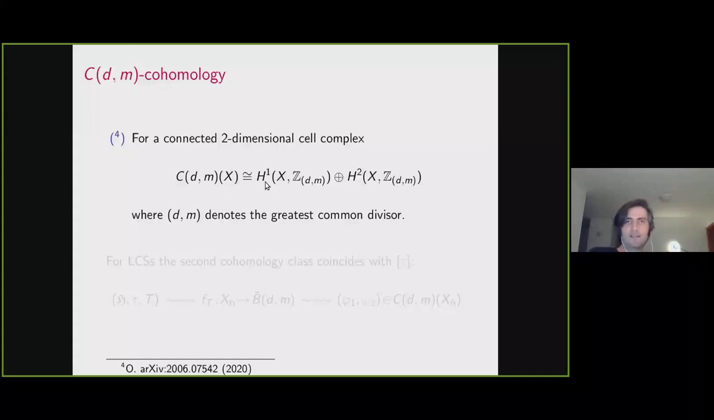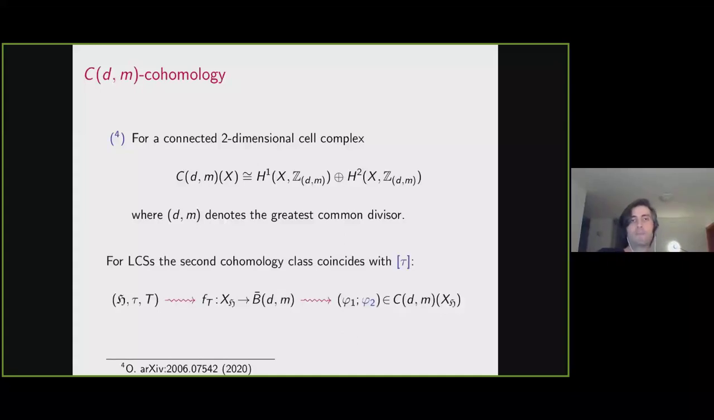The first part is the first cohomology of the space in Z_d, dm. And the second part is H2(X, Z_DM). Z_DM here means the integers modulo the greatest common divisor of d and m. So you get the first cohomology and the second cohomology of the space in these coefficients. So essentially, we are computing something for any topological realization. These are the labels for the operator solutions.